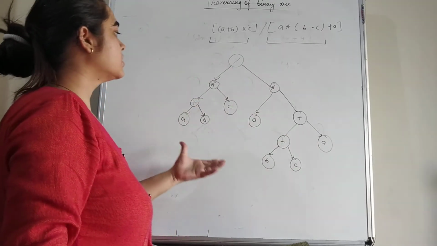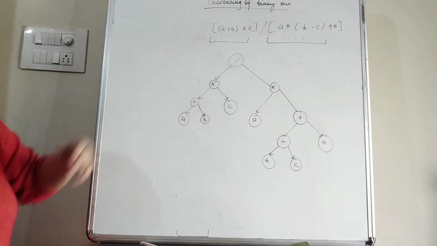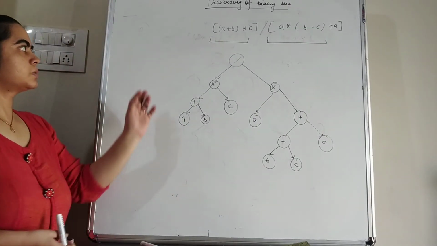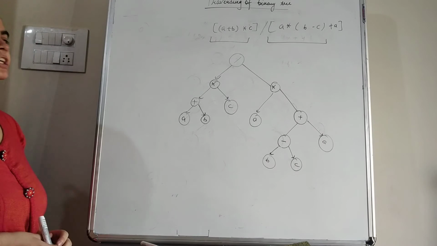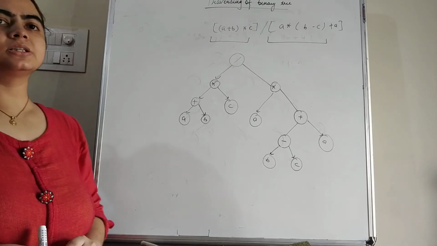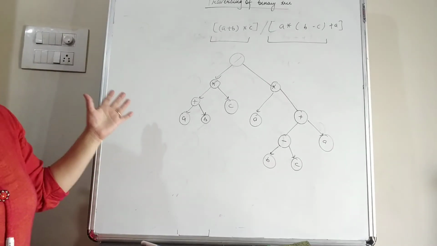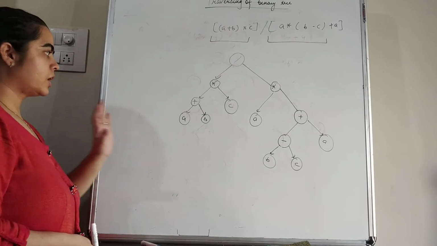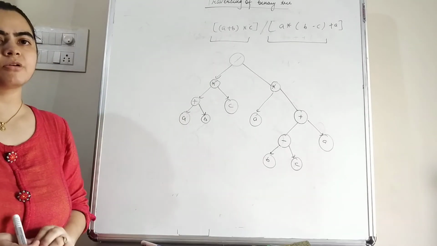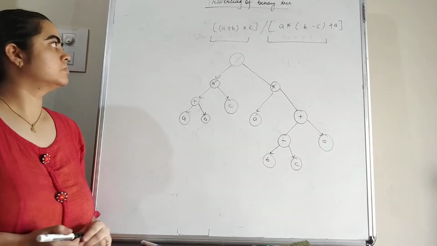So this is the representation, this is the binary representation of the expression A plus B into C divided by A into B minus C plus A. So this is how you have to represent these expressions in the form of a binary tree.